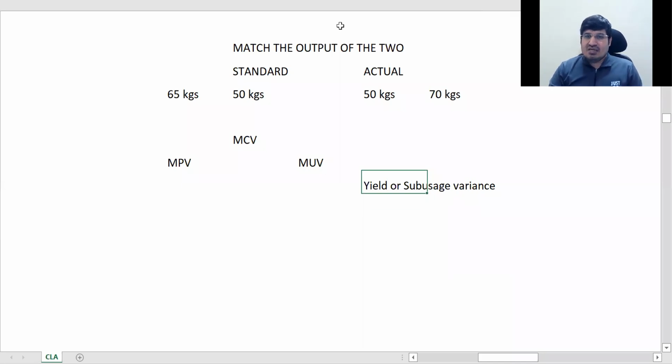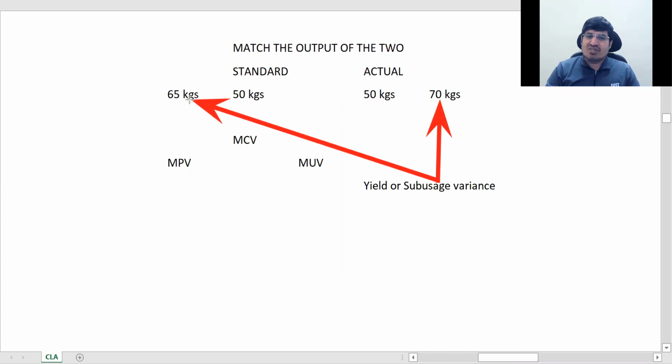Now your yield and sub usage variance will always give you the same answer, because it is the same thing, only the mode of computation is different. For sub usage, you see how many materials you have put and calculate based on that. For yield variance, whatever yield you have got, you calculate based on that. I'll tell you an example later on. Both are the same thing. One, you are calculating based on inputs. Second, you are calculating based on outputs. Both measure whatever amount has been wasted.